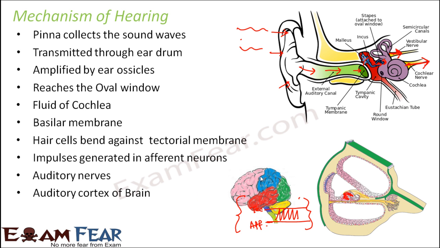Now when it reaches the auditory cortex of the brain, the brain interprets the sound waves received there, the signals which depict a particular sound wave, and depending upon the sound waves received, the brain will interpret, and then we will get to know what kind of sound we are hearing, right? So this is the mechanism of hearing. So the impulses are analyzed and the sound is finally recognized.